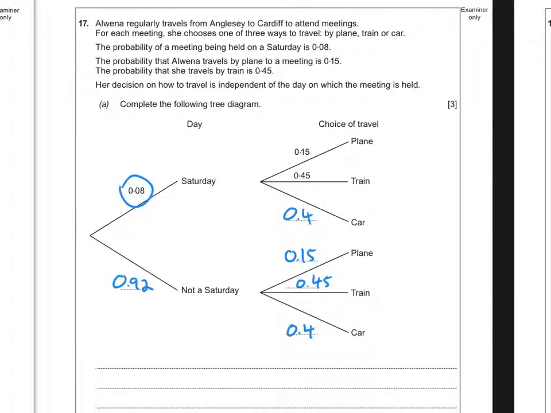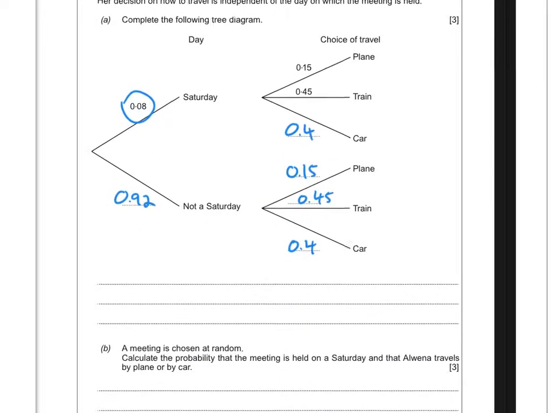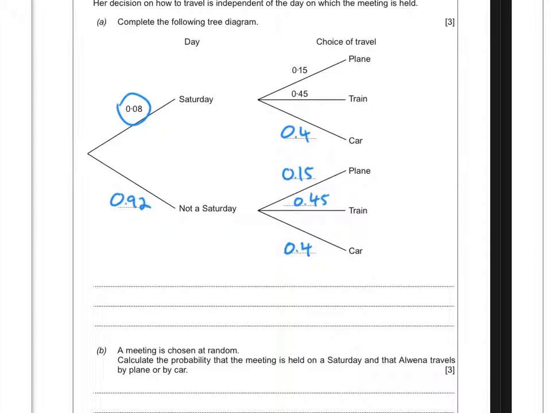So that's how you get your 3 marks for that part of the question, but there's always a follow-up to these questions. So down here we have a meeting is chosen at random. Calculate the probability that the meeting is held on a Saturday and that she travels by plane or car. So we've got some important language here. The things I'm going to highlight for you is the word and, or.